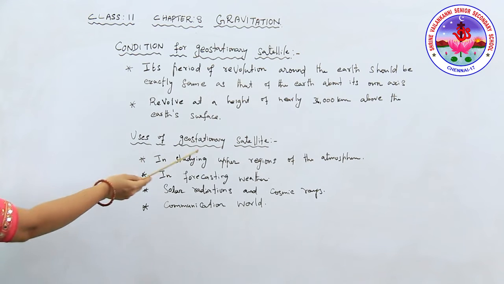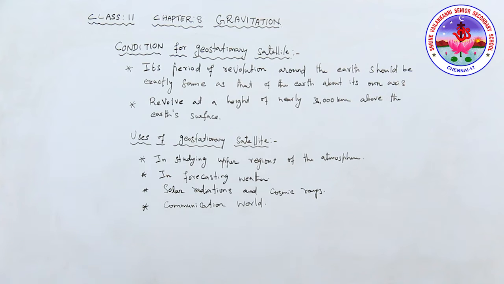So the uses of the geostationary satellite, let us see that. It is actually used in the communication world, communicating radio, TV and television signals across the world. The geostationary satellite acts as a reflector of such signals. It is also used for studying the upper region of the atmosphere, weather forecasting, determining the exact shape of the earth, studying solar radiations, cosmic rays, and meteorology. The geostationary satellite is used for all these things.